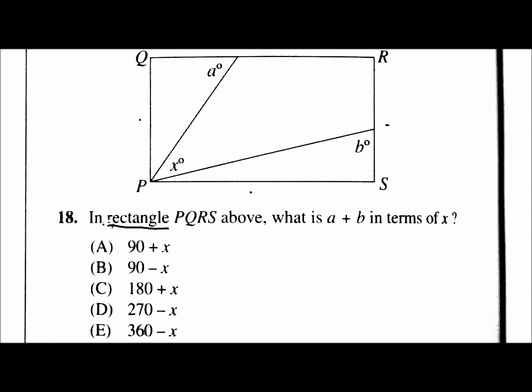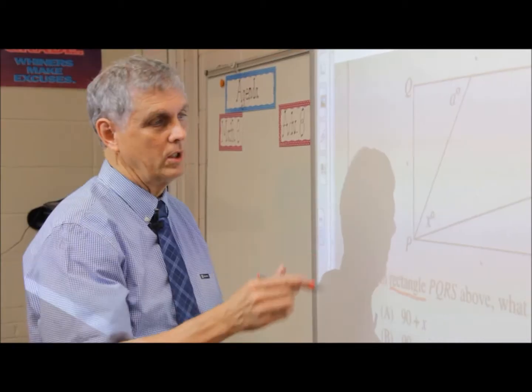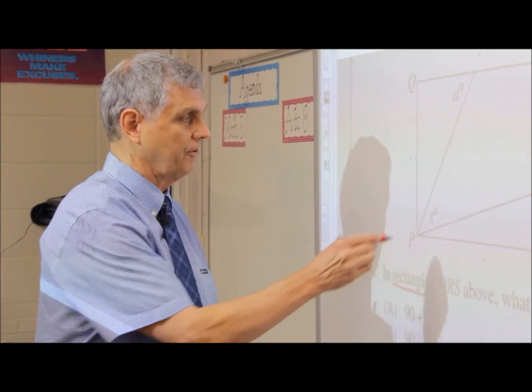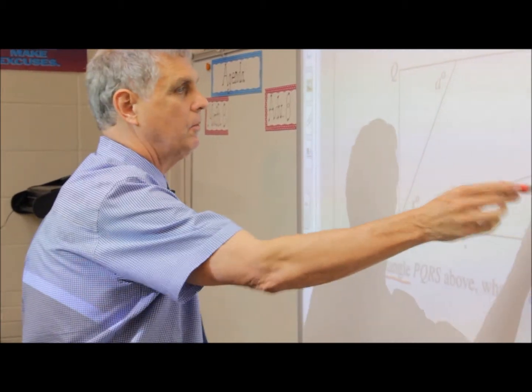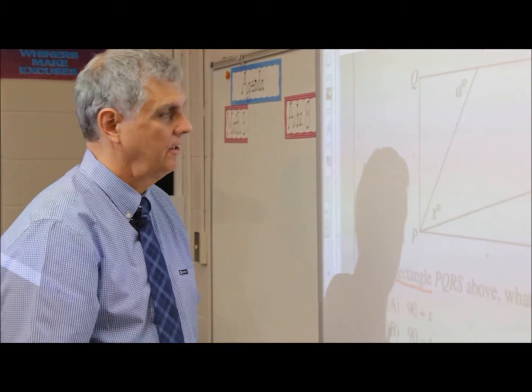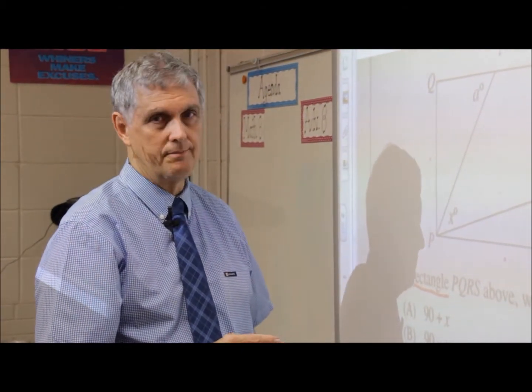And we know that every one of these corners of that rectangle are 90 degrees each, okay? So we know all that. Now they want to know A plus B in terms of X, and they give you X here, but they put A way up there and B way over there. So what do we do with that information?